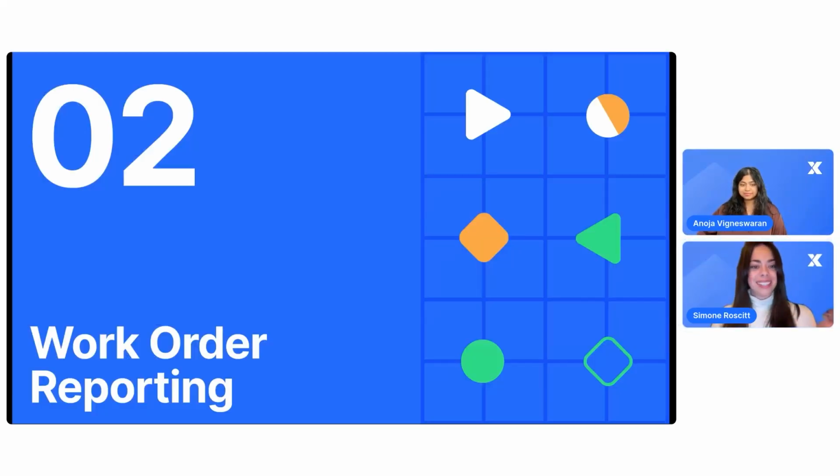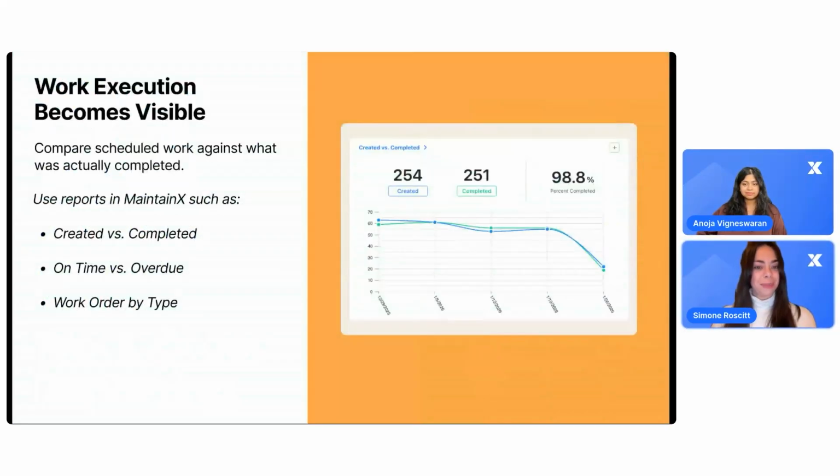Yes. All right. Now let's get into some work order reporting in MaintainX. So work order reporting is all about visibility into your work execution. It shows what work is actually getting done, not just what was scheduled. This includes completed work, work that's overdue, and what's sitting in the backlog. Instead of relying on assumptions, these reports help teams see how work is truly flowing through their maintenance operation.